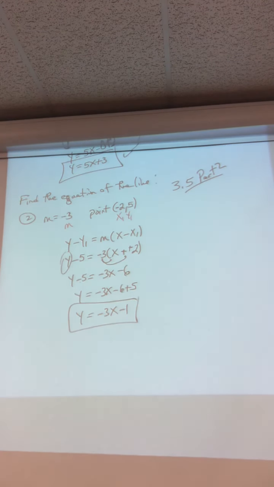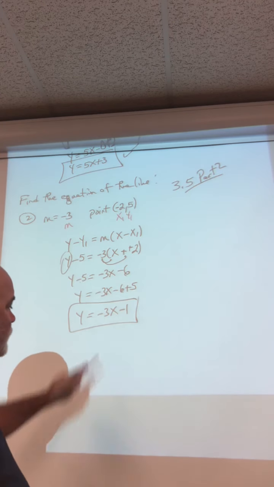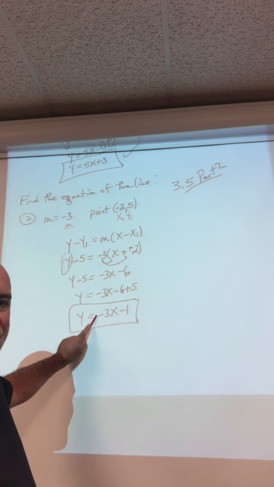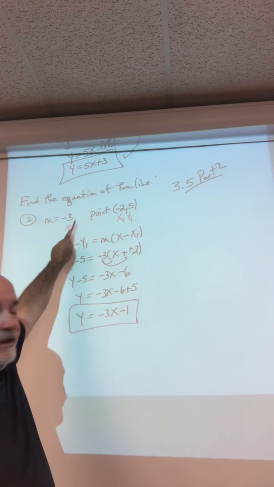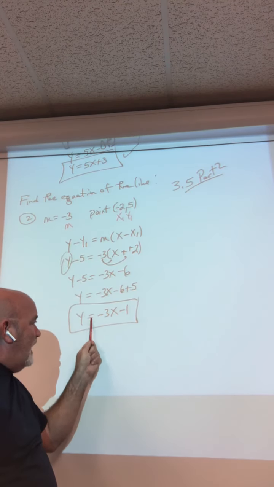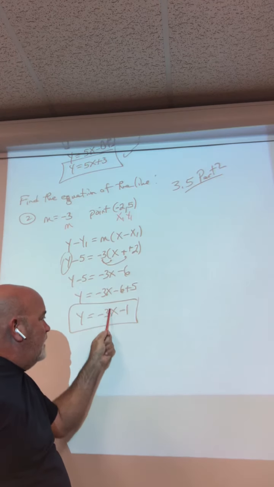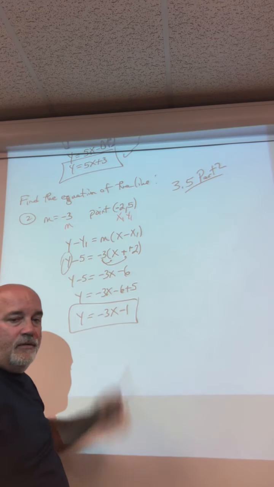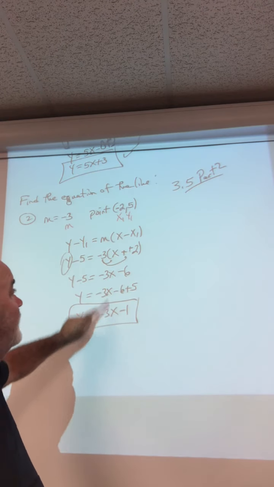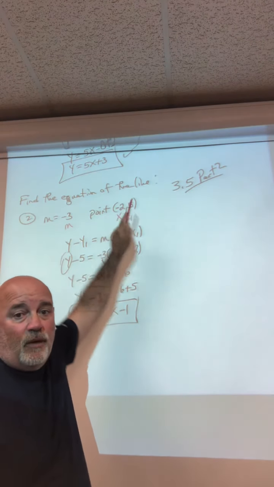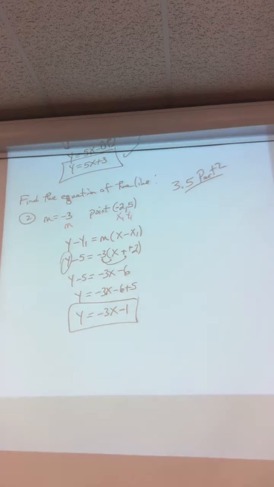Now, let me just show you something right quick. You don't have to check these. I just want to show you. First of all, does this line really have a slope of -3? Yes, it does. Y equal mx plus b. So look at that point right there. Now, let me show you something else. Let me show you that this line actually goes through this point, -2 comma 5.